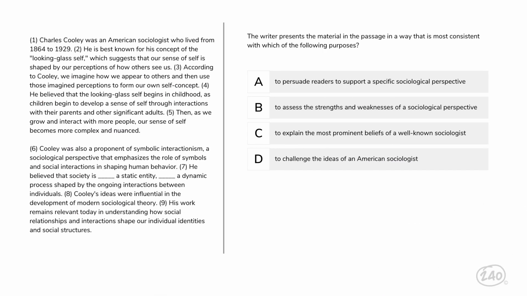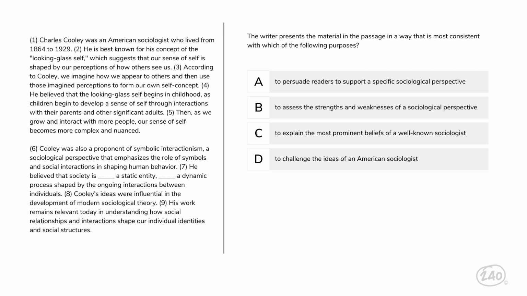We'll start with a passage and then answer a few questions about it, just like you'll need to do on your exam. Charles Cooley was an American sociologist who lived from 1864 to 1929. He is best known for his concept of the looking glass self, which suggests that our sense of self is shaped by our perceptions of how others see us.